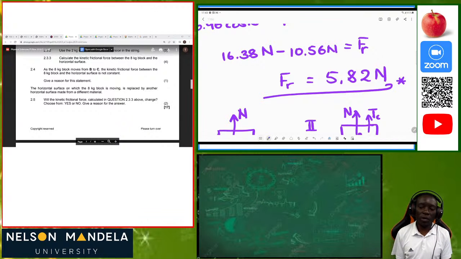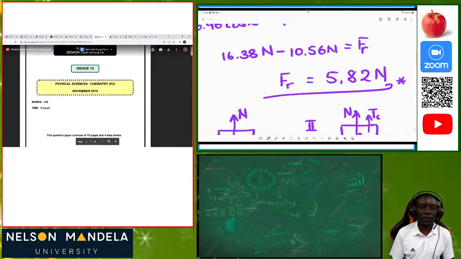So definitely, you know that friction depends on the nature of the surfaces that are in contact. So if we change the surfaces, the value of this kinetic friction will definitely change.